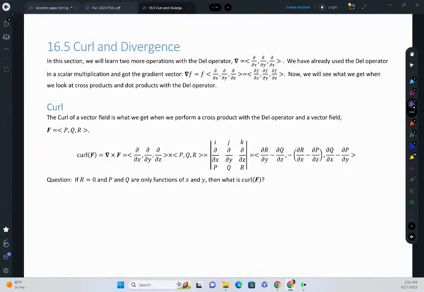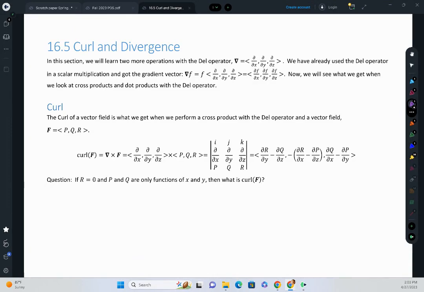Hello. Today we're going to talk about curl and divergence. So this is going to feel very different from what we've been doing. We just finished up with line integrals and we're about to get started on surface area and then surface integrals. But in between, we need to learn a couple more operations that we're going to be using in order to handle this concept of using integrals to calculate surface area and then using integrals to integrate over a surface area.